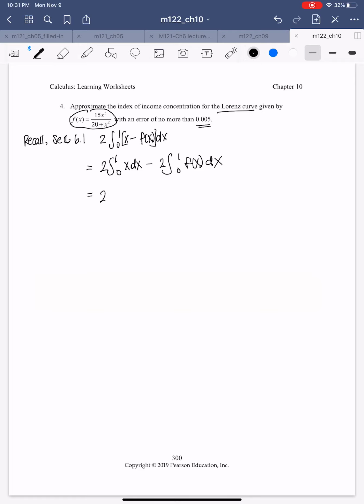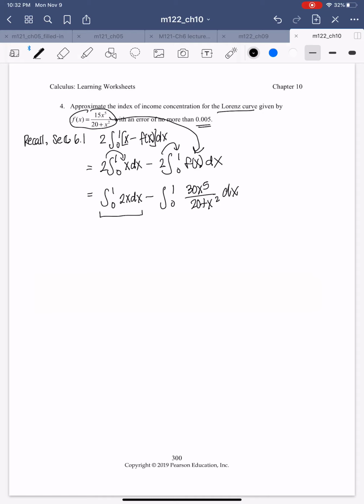I'm just going to move this one so you can see the integral clearly. You can always move a constant term in and out. So moving back, you have 2x dx, and then this whole thing is your f of x, and if I move the 2 inside, I'm going to have 30x to the fifth over 20 plus x squared dx. Okay, let's take the integral one by one.